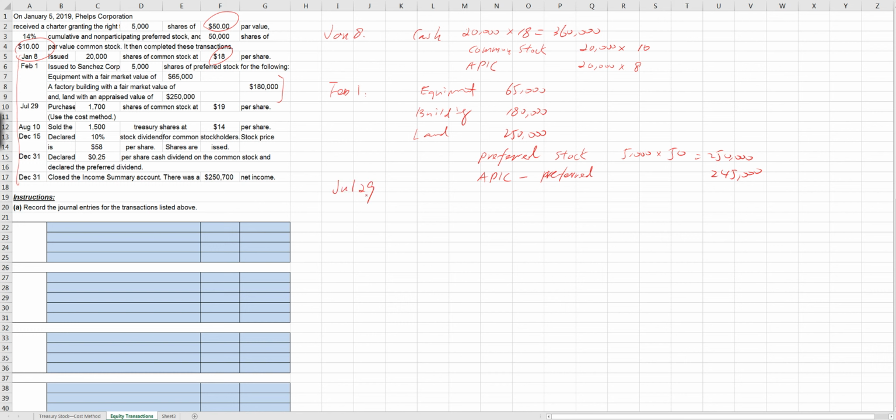July 29th, purchase treasury stock, $19 per share. Now this is very straightforward. That's a debit treasury stock at their purchase cost. And then we're going to credit cash.